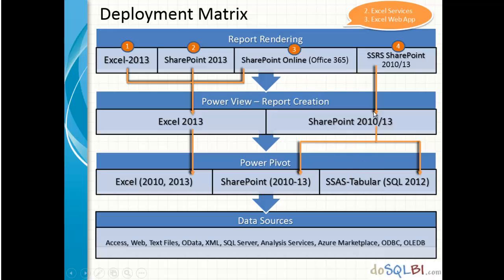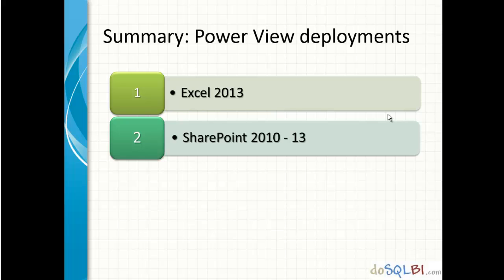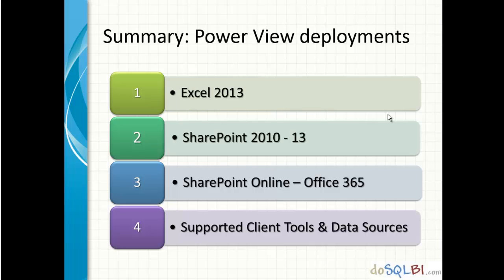What we just saw is the same report, instead of pointing to the Analysis Services tabular version, pointing to an Excel workbook that was rendered with Power Pivot for SharePoint, and then the report was created as an SSRS RDLX file. So to summarize the PowerView deployments, we could do it all with Excel. We could deploy it to SharePoint 2010 and 2013. We have the option to see it in Office 365 SharePoint Online. And we saw what the data sources and client tools available are.